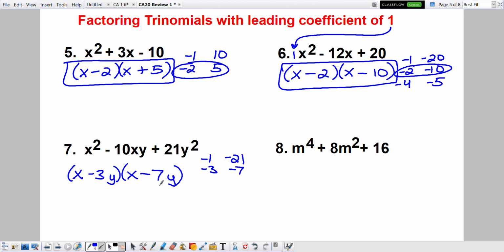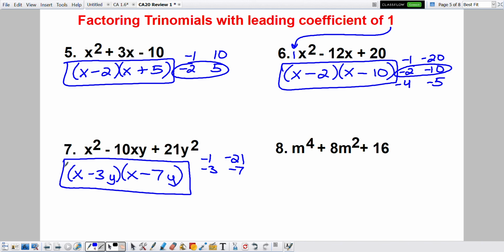Let me put those here. The only thing we're going to do to make sure we get the y squared at the end is put a y at the end. So it's x minus 3y, x minus 7y. I should mention that the order doesn't matter what you write when you factor. I just like to put the small number first, but you don't have to do that. So we're just factoring. You're trying to come up with parentheses that multiply together to equal the first polynomial.